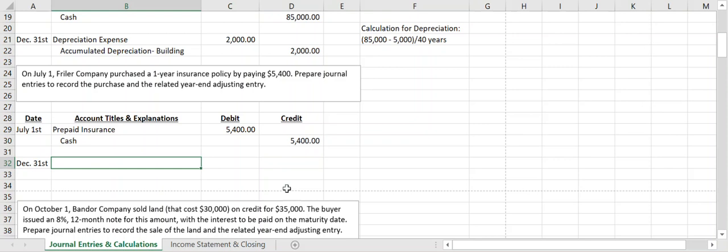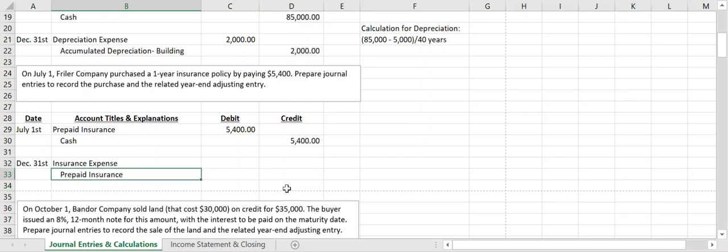At the end of the year, we have to record the expense for how much of that insurance has in fact expired. The definition of an expense is any asset that has been used in this business. So our insurance expense is going to increase, and the asset that we're using is our prepaid insurance.